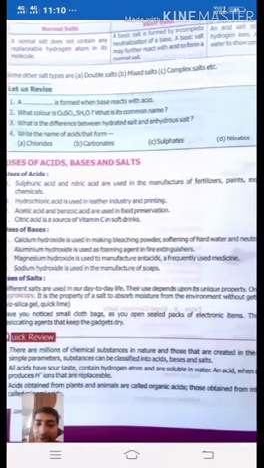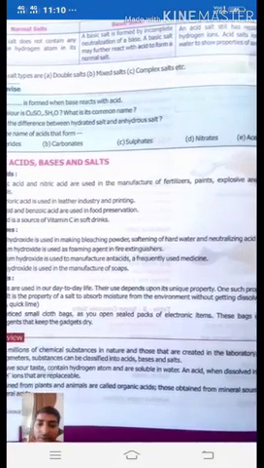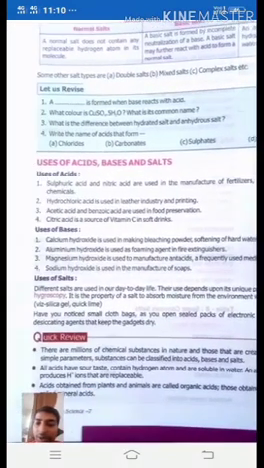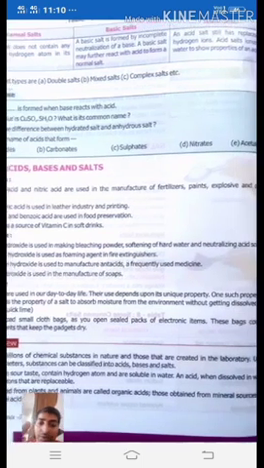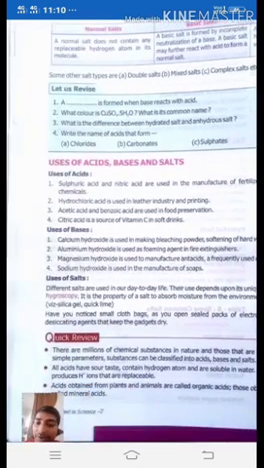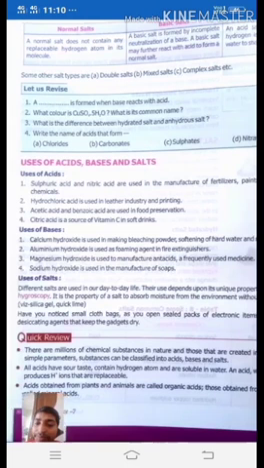It is the property of a salt to absorb moisture from the environment without getting dissolved in it, like silica gel and quicklime, right? That is hygroscopy. What is hygroscopy? It is the property of a salt to absorb moisture from the environment without dissolving. They will not dissolve, they will absorb the moisture.